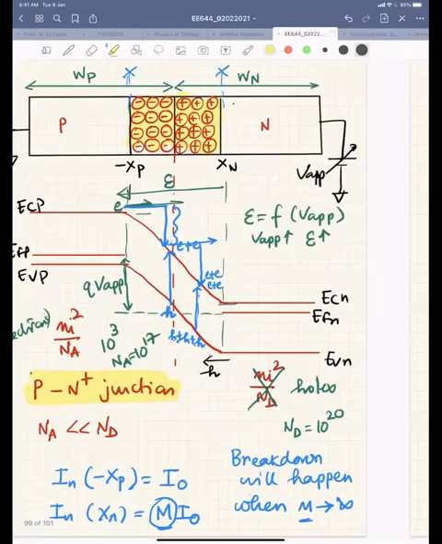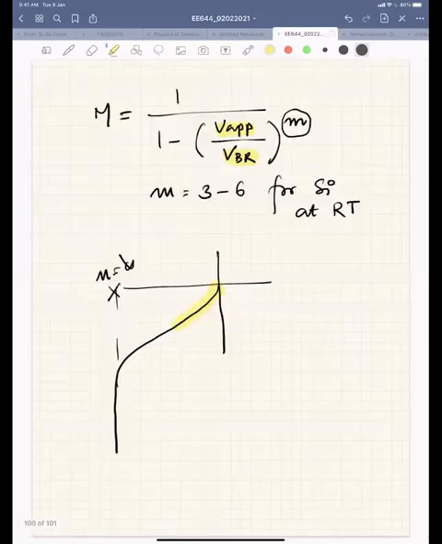Okay, and please keep in mind avalanche multiplication is dependent on temperature. So what will happen if you increase the temperature? Will the breakdown voltage decrease or increase?